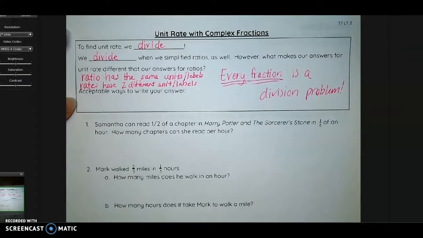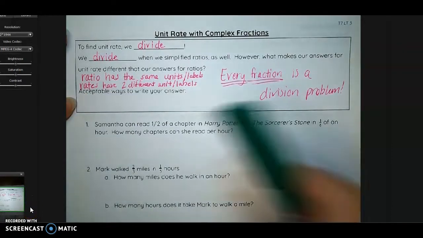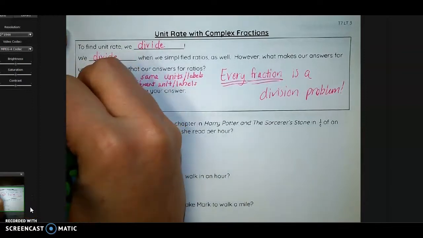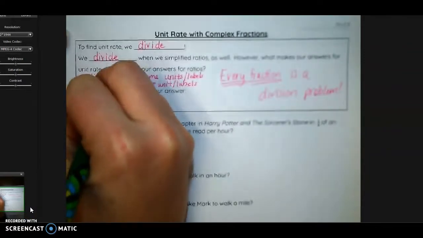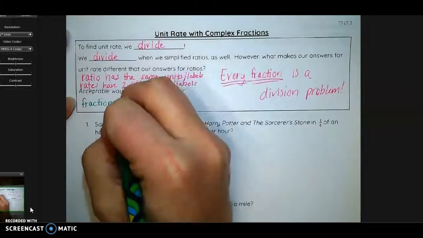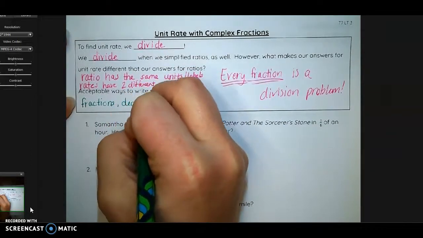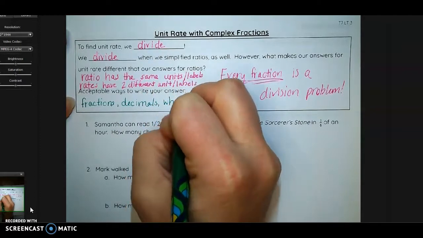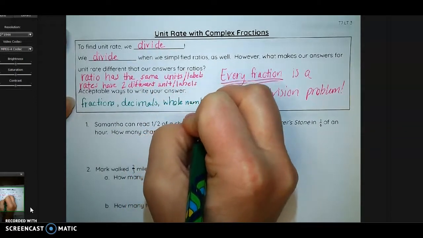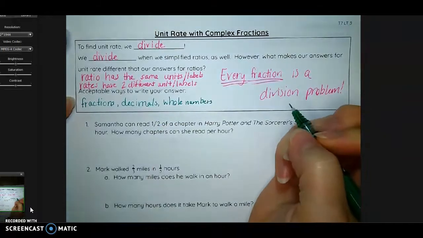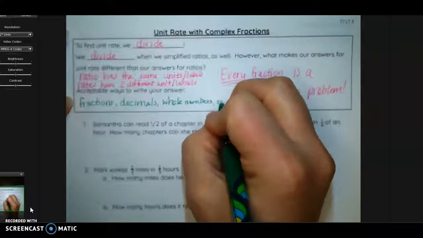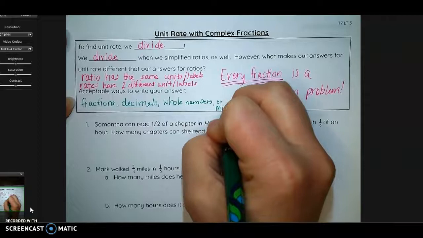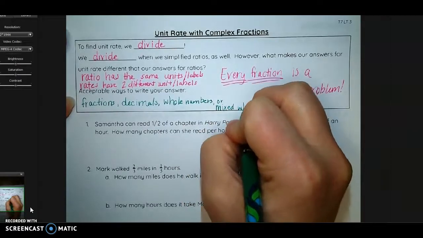So, some acceptable ways to write our answers. I'll switch colors here. We can write our answers as fractions. We can write them as decimals. We can write them as whole numbers, because sometimes when I do that division problem, I get a whole number. Or I might have a mixed number, meaning a whole number with a fraction.